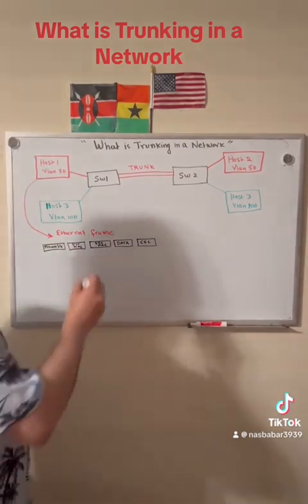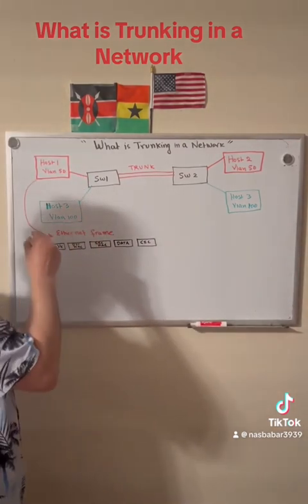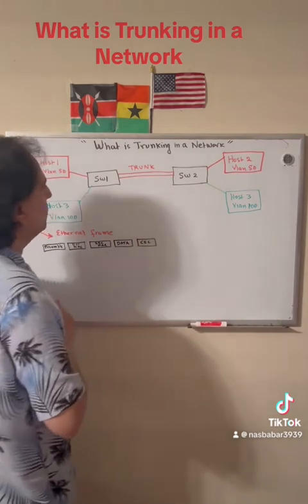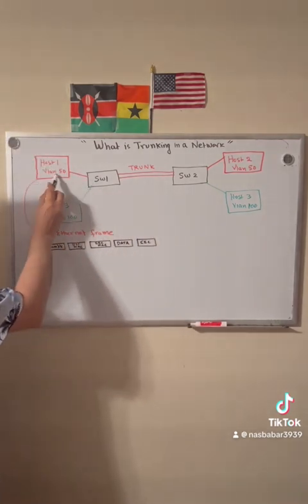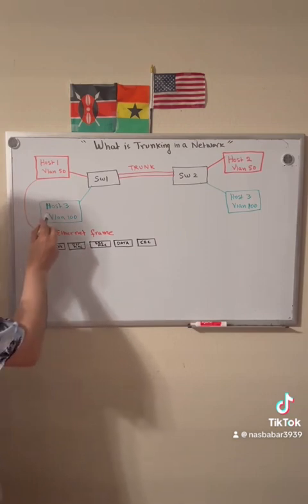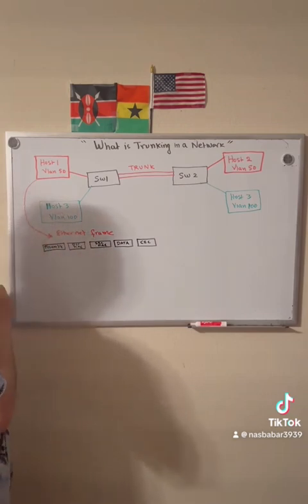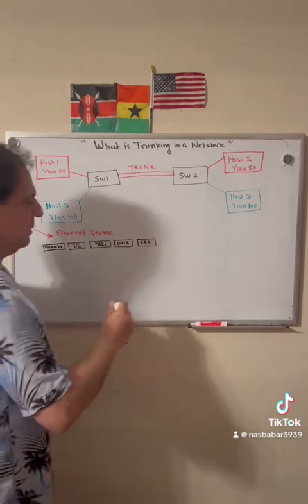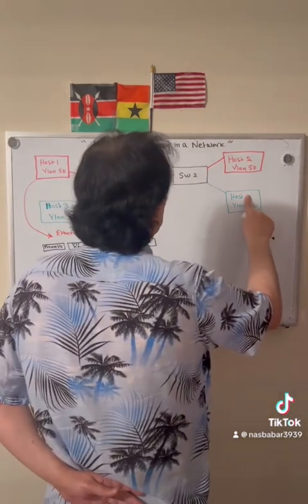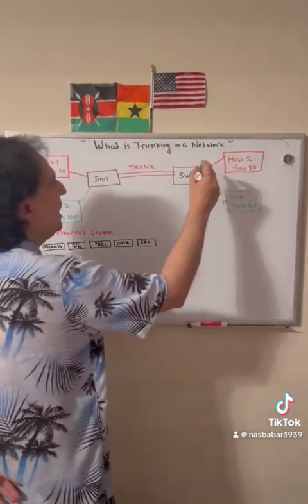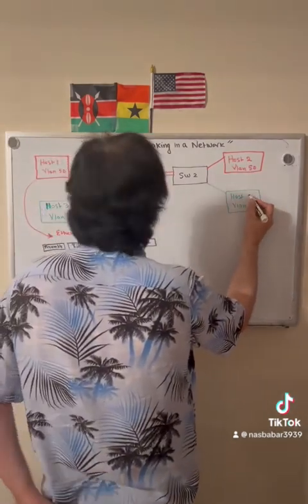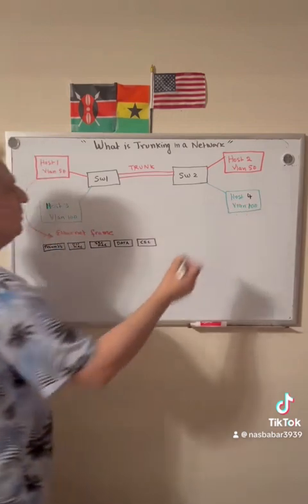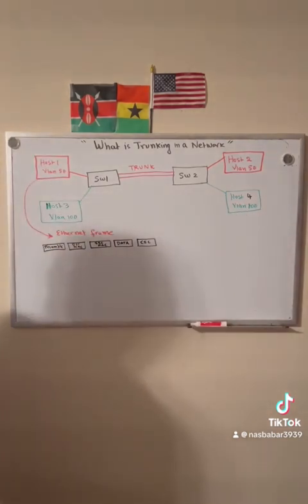Let's say you have a switch 1 and a switch 2. On switch 1, I have host 1, which is in VLAN 50, and host 3, which is in VLAN 100. On the right hand side, I have host 2, which is in VLAN 50, and host 4, which is in VLAN 100. Now let me ask you this.